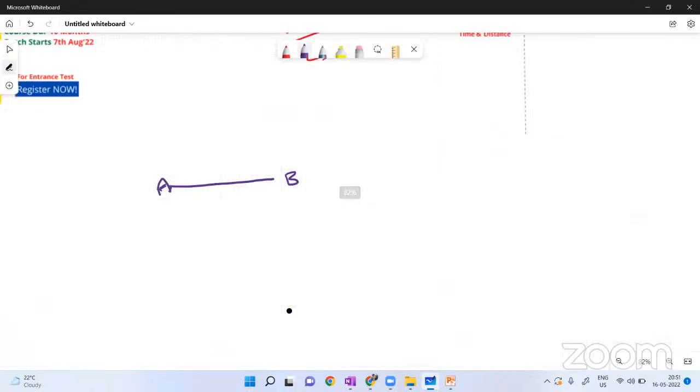If a car is traveling from A to B, let me draw it. If a car is traveling from A to B, it goes straight, and there will be no external forces acting on it. But when a boat is traveling from A to B, there will be some ups and downs. Not only the speed of the boat, but the water speed also affects it.